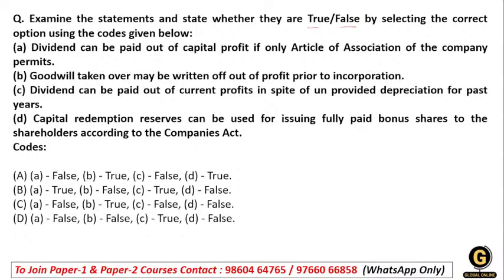And why is this a false statement? Because dividend cannot be paid out of capital profit unless it is realized and allowed by the law, not just by the articles of association, because dividend is allowed or permitted by the law, not only by the articles of association. That's why our first statement, statement A, is false.